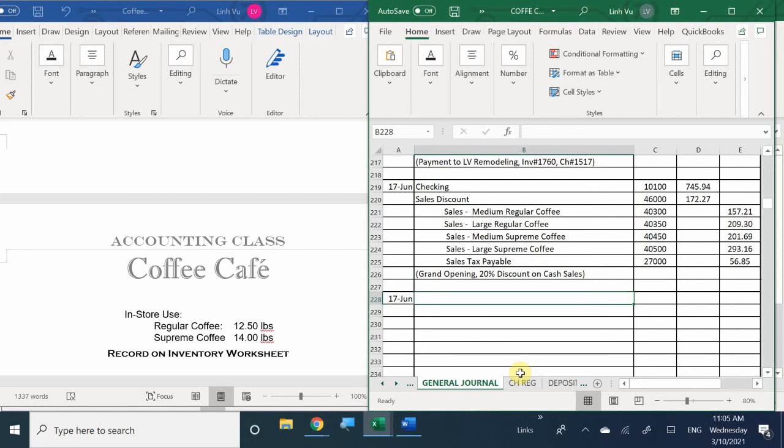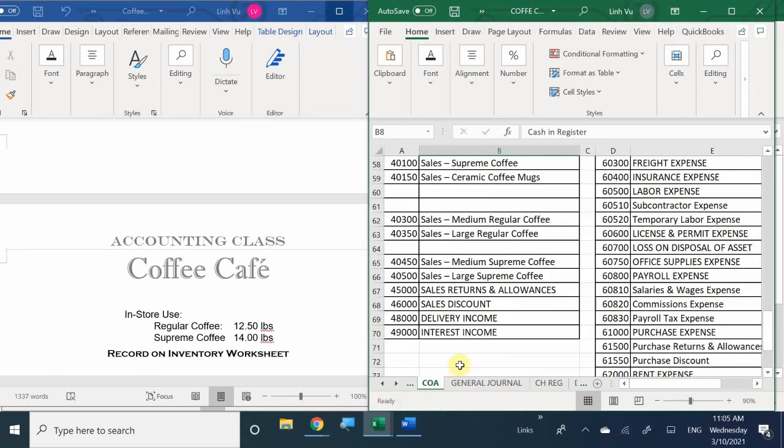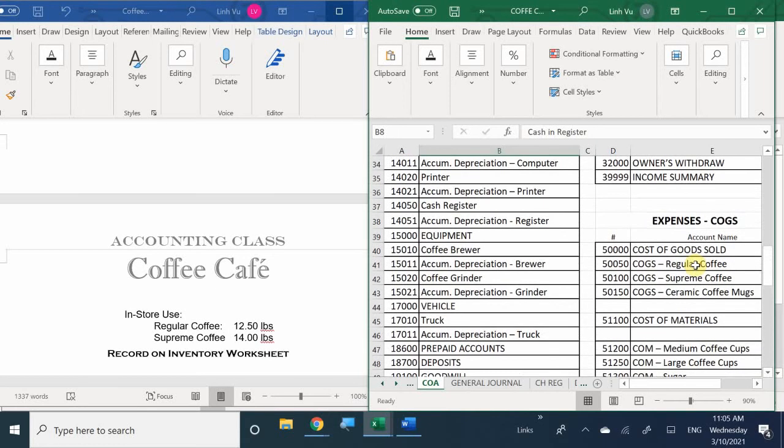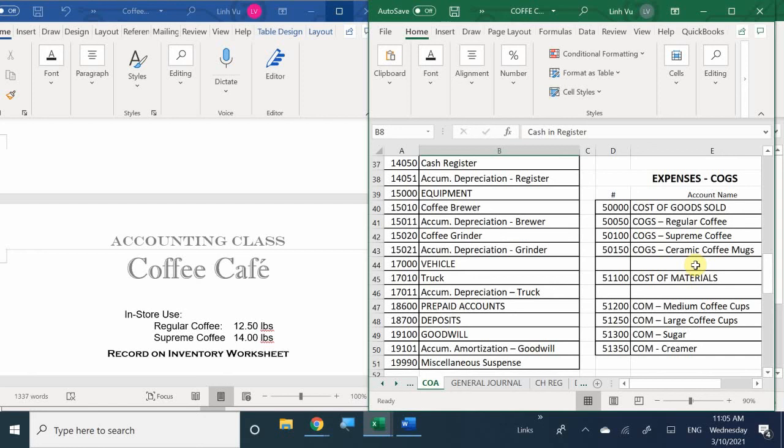Now let's take a look at our chart of accounts one more time. All right, I'll give you a hint. It's considered an expense, but what is directly correlated with selling or inventory in general? Cost of goods sold? Yes, cost of goods sold. Now let's break it down. Is it specified on each particular coffee? Yes. So we have a cost of goods sold for the regular coffee, and we have the cost of goods sold for the Supreme coffee.